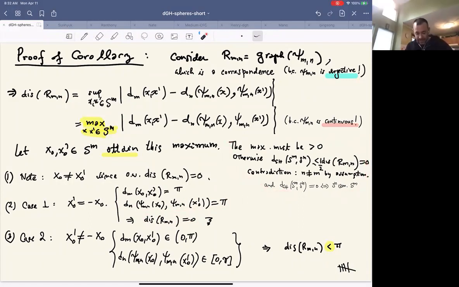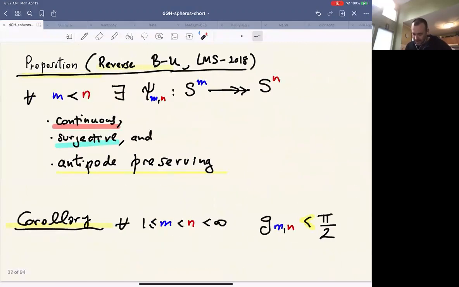The final case, the only possibility that remains, is that x0 and x0 prime are not equal, but also x0 and x0 prime are not antipodal. So in that case, this entry must be strictly in the open interval 0 to pi. And this one, we don't need to do any gymnastics for that. This one will always be in the closed interval between 0 and pi. No matter what, the difference between the 2 numbers will be strictly bounded by pi, leading to the conclusion that all entries in the matrix for finite indices will be strictly bounded by pi by 2.